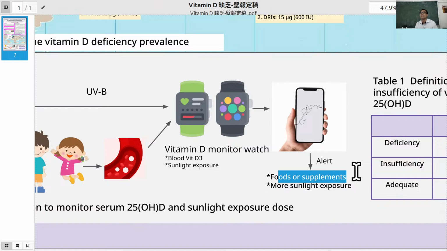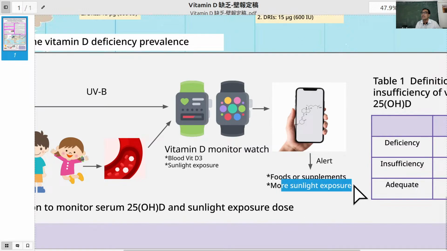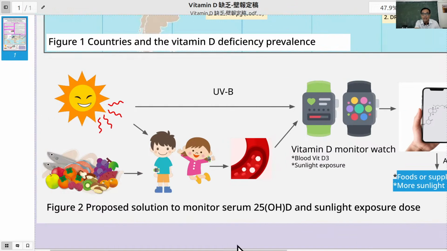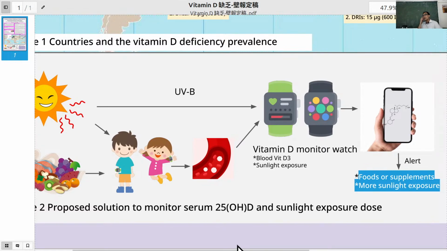Hi, Mr. $1, you don't have enough vitamin D today. Please get more sunlight exposure, or eat more appropriate food or supplement. So that is the concept of this diagram.